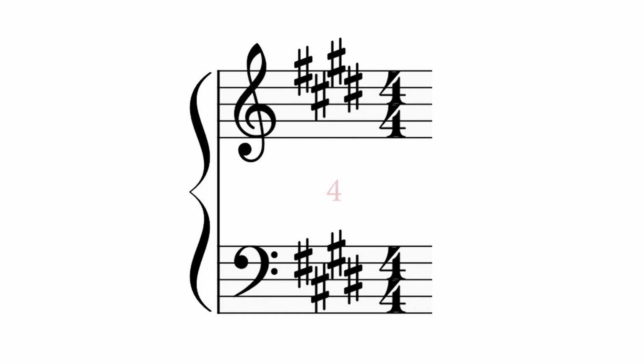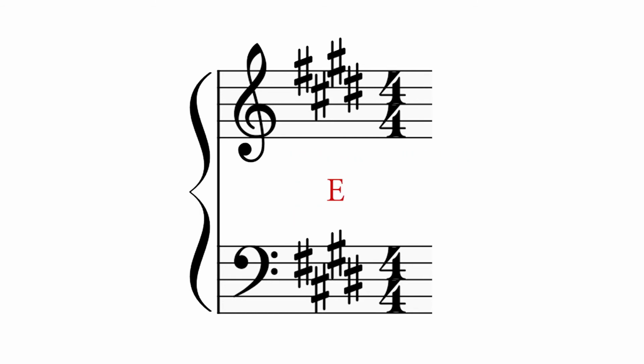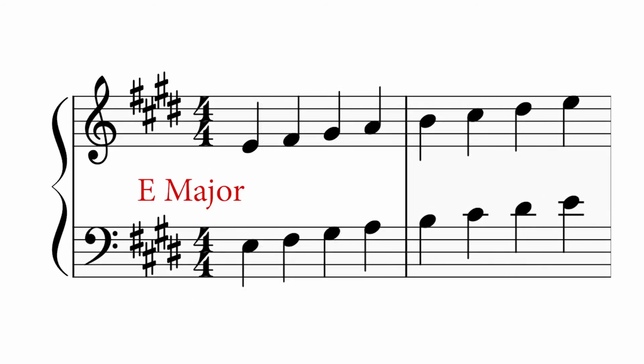Okay, how many sharps does this key signature have? 4. What are they? F sharp, C sharp, G sharp, and D sharp. What key signature is this? E. Which major scale would we play? The E major scale. How many sharps are in the E major scale? 4. What are they? F sharp, C sharp, G sharp, and D sharp.